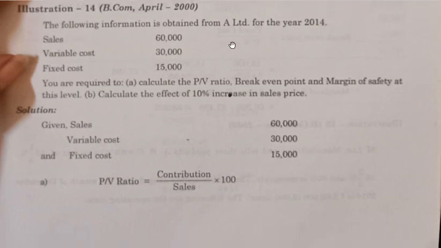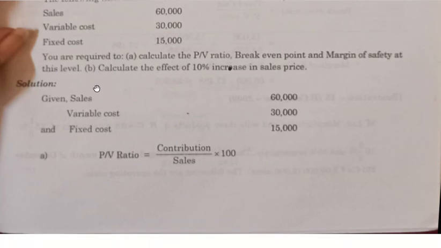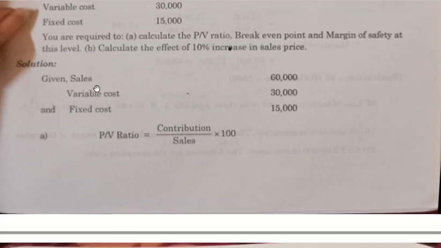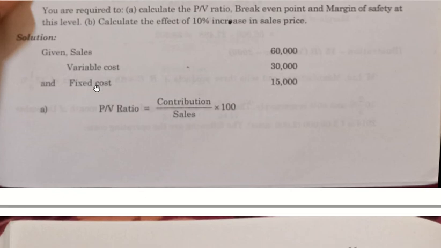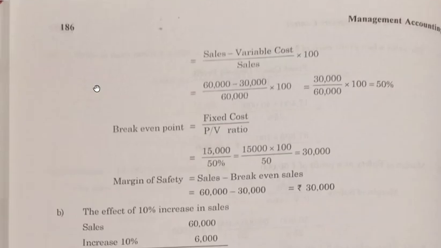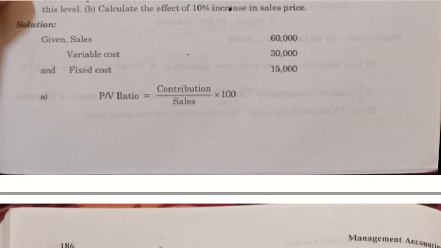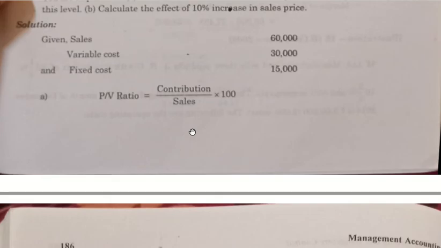The following information is obtained from Limited for the year 2014-15. Sales they have given, variable cost they have given, fixed cost they have given. You are supposed to calculate the PV ratio, BEP and margin of safety at this level, and also calculate the effect of 10% increase in the sales price. So let us start. Sales they have given 60,000, variable cost is 30,000.